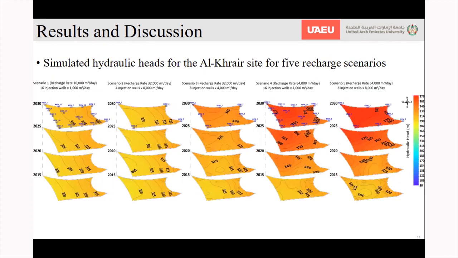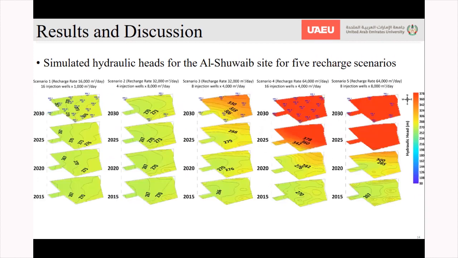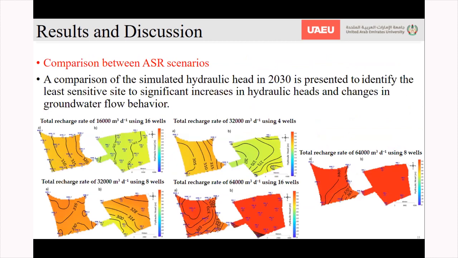So we modeled the first site, Al Kharir, and these are the results from the first site. These are the water level or the water head at different times. We did five simulations, 5 scenarios, and these are the results for the 5 scenarios that we developed for the first site. And these are the results for the same 5 scenarios, but for the second site, Al Shuaib, at different times from 2015 until 2030. Then we compared between the two sites to check which site is the best for future aquifer storage and recovery.